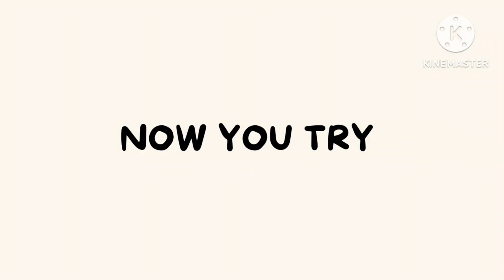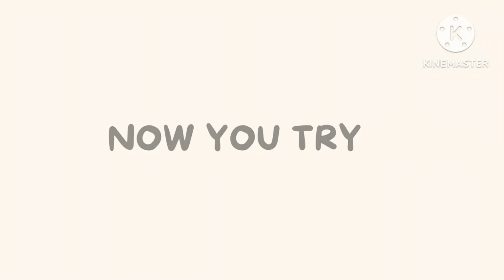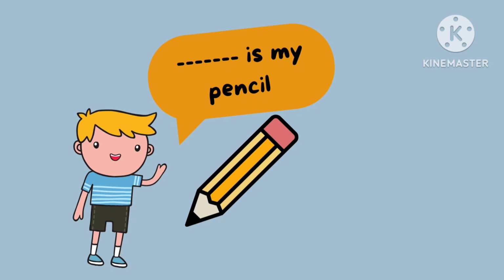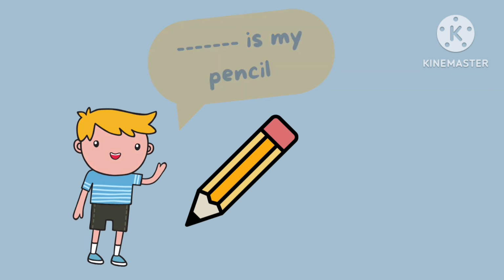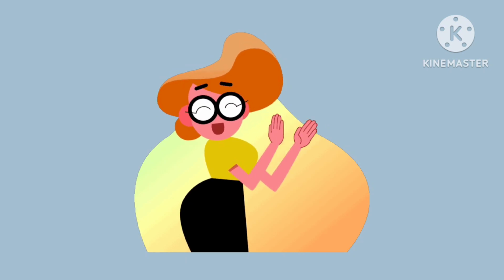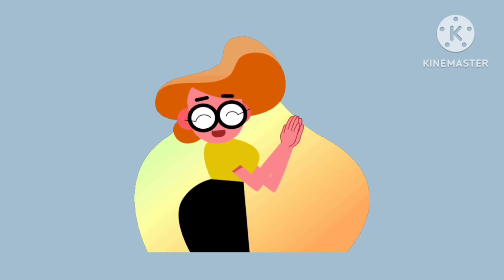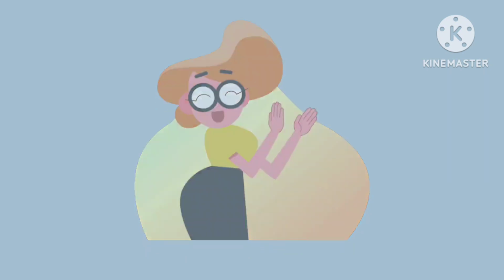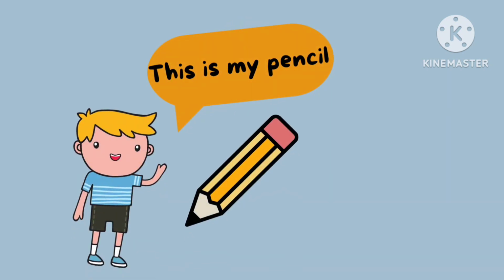Now, you try with some examples. Dash is my pencil. What do we have to use here, this or that? The pencil is near to him. Think. Yes, you tried it. This is my pencil. We have to use this for the nearer things.